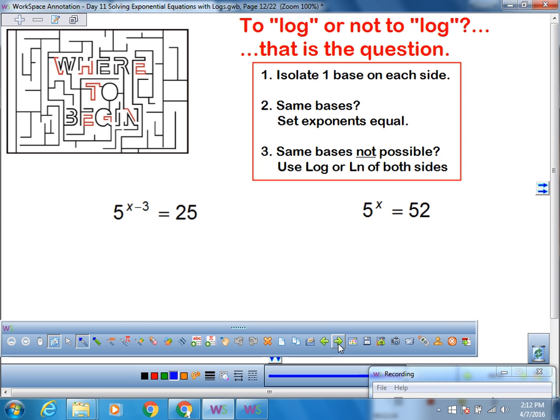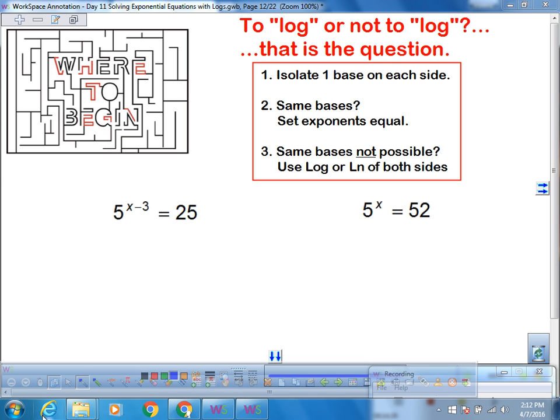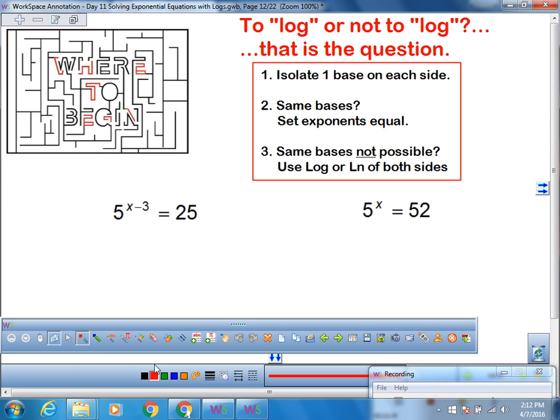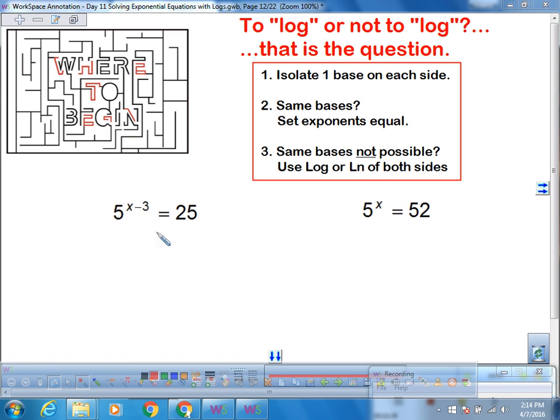All right, let's move on. This is my favorite: two logs or not two logs? That is the question, and we're going to use it over and over again. Two logs or not two logs? I shall not log.